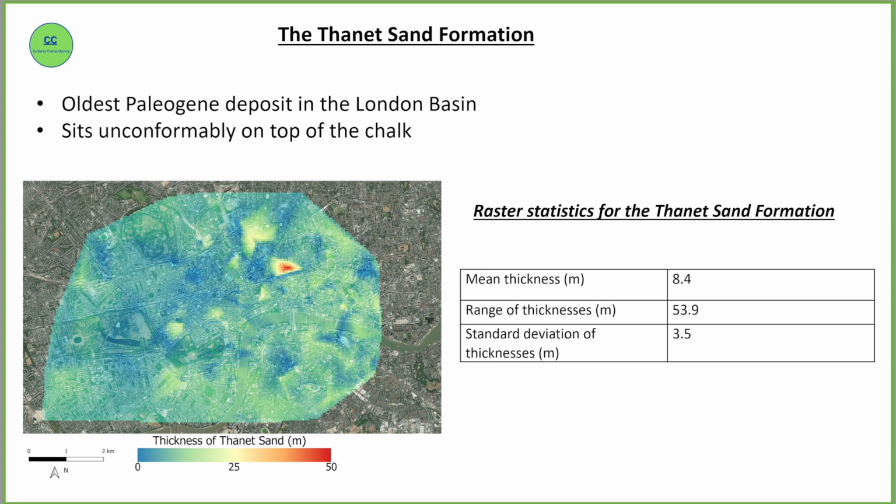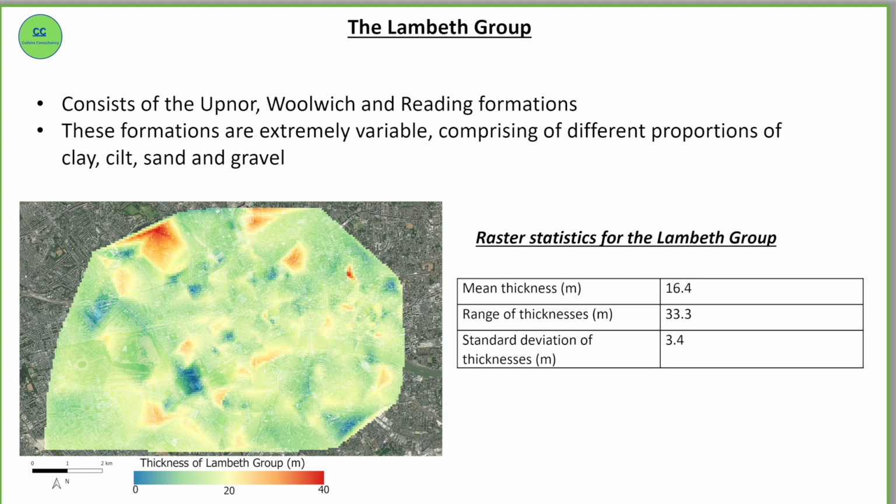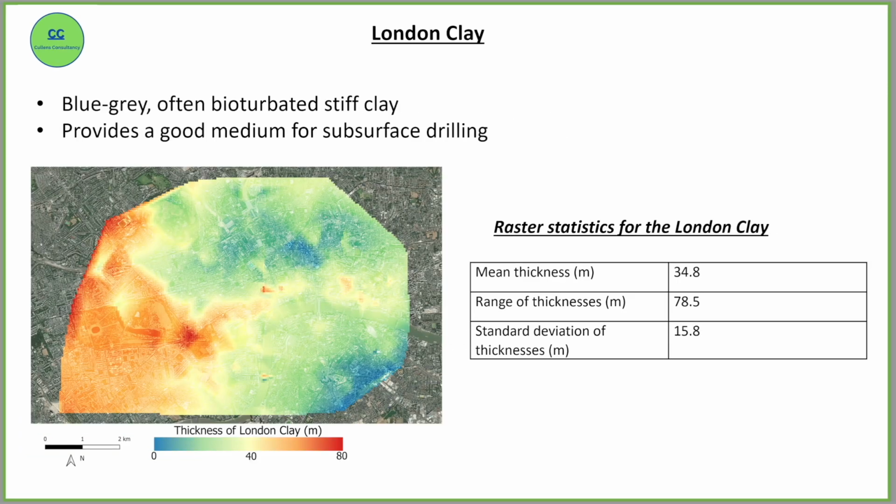Above the Thanet Sand is the Lambeth Group, which consists of the Upnor, Woolwich and Reading formations deposited 55 to 56 million years ago. The formations of the group are highly variable in lithology and each consist of varying proportions of gravels, silts, clays and sands, representing the higher variability of their environment of deposition. The thicknesses of the Lambeth Group varies considerably across London, with pockets of thicker areas being dispersed sporadically across London, but a general thickness of between 10 and 20 metres is observed.